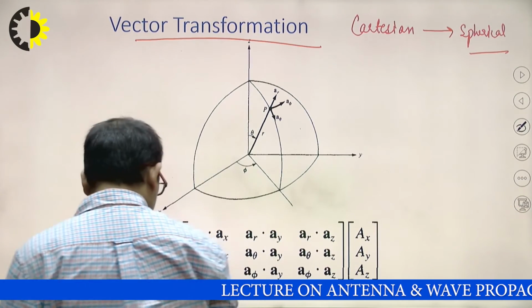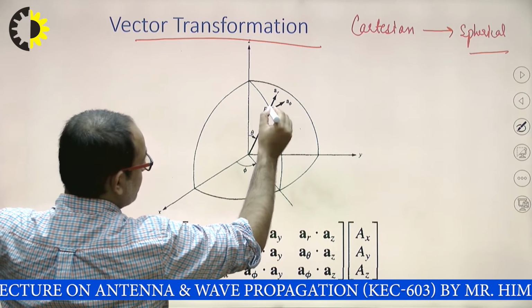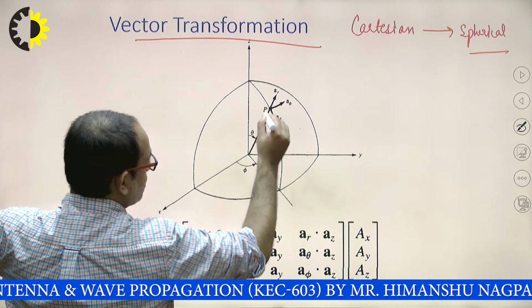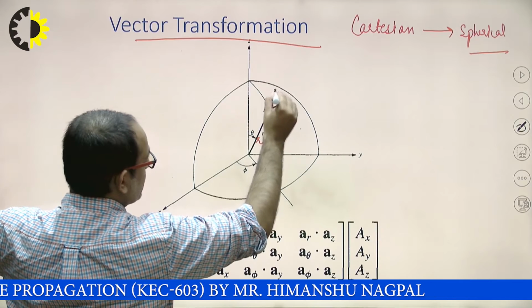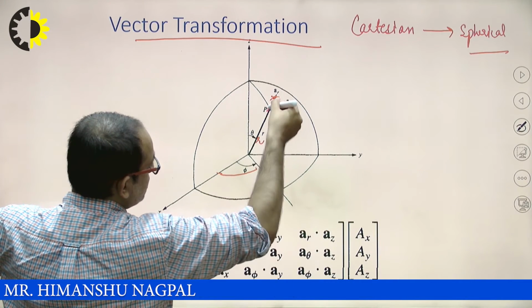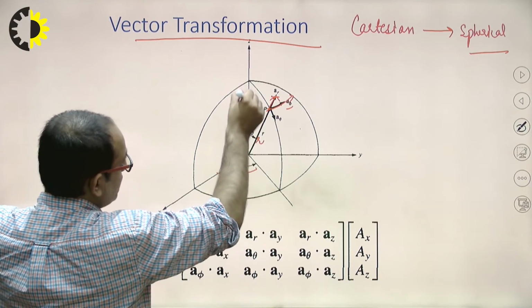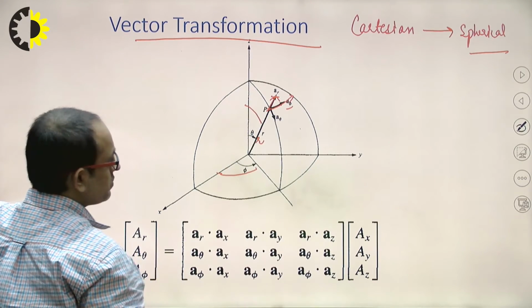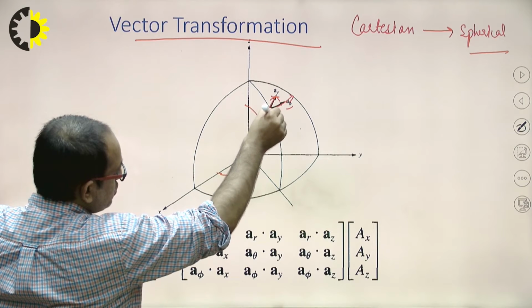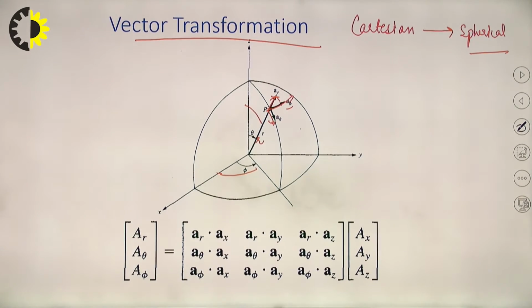Now see that at this point you will see that this one is r. You will see that a cap r will be in this direction and phi is in this direction. Similarly, a cap phi, and theta is moving from top to bottom. Then you will see that a cap theta will also be in this direction.